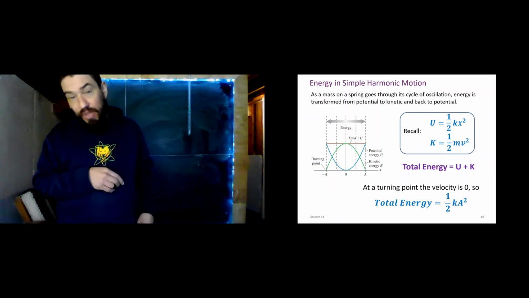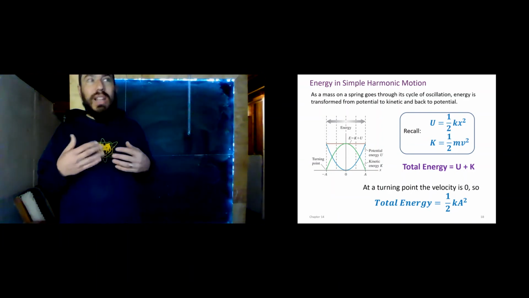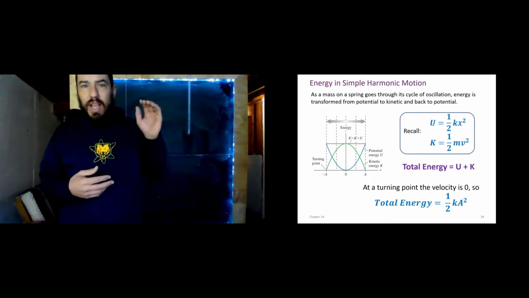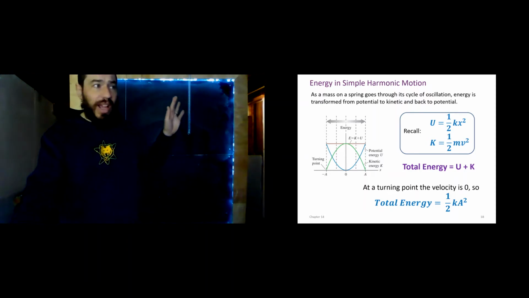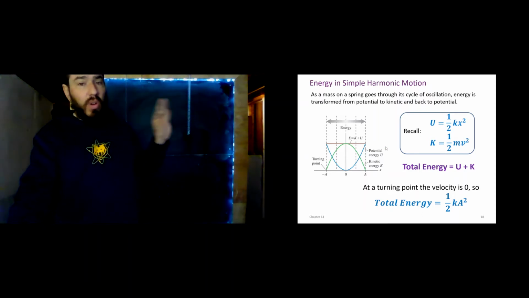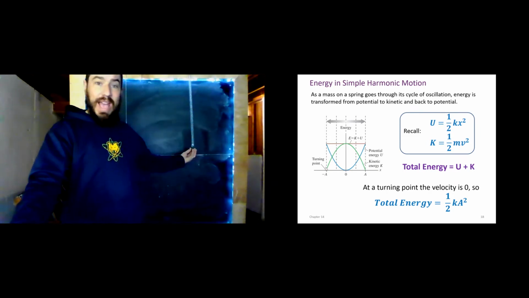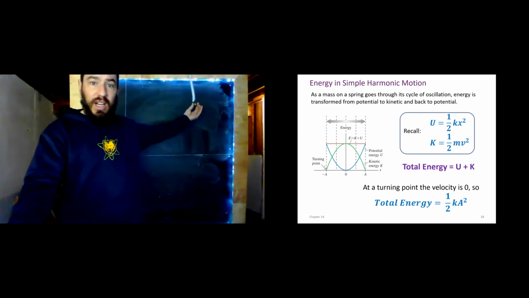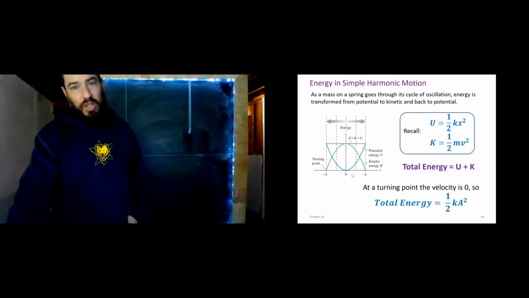There's an important point here. Often when I say this, students think, oh, well, that's only true at the turning point because I'm evaluating x at the turning point. No, that's just the total energy, right? Recall from this picture here that the total energy never changes. So whether the mass is here, here, here, here, or here, the total energy is always 1/2 kA squared because the total energy never changes.